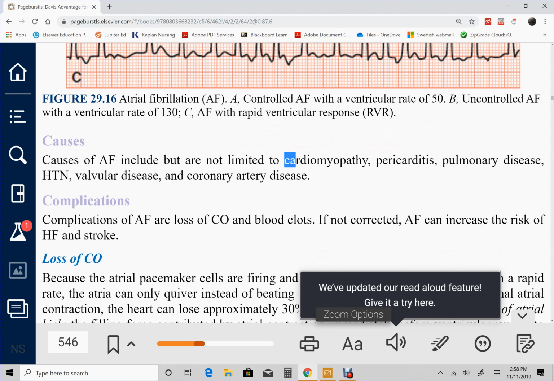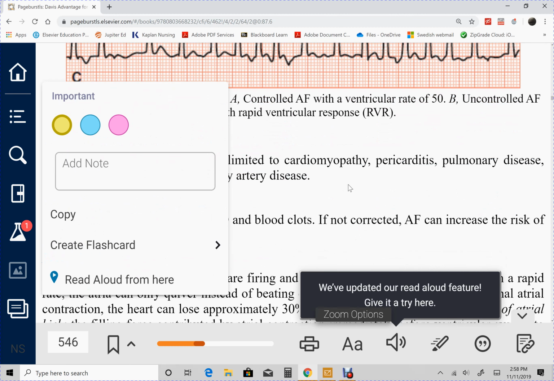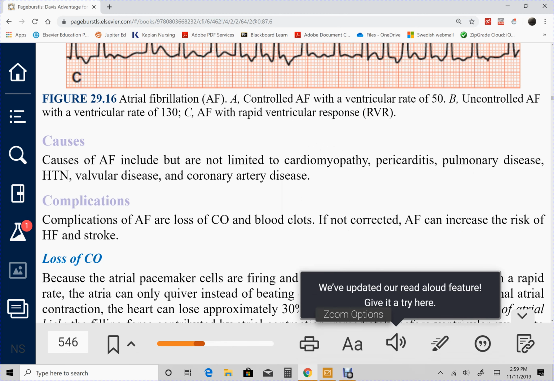As you can see, they are basically conditions that lead to heart failure, which, if you remember, causes blood to stagnate within any of the heart chambers. Either they stay in the atria or in the ventricles, which is what these conditions do. Like cardiomyopathy leads to heart failure. We just finished pericarditis last week.